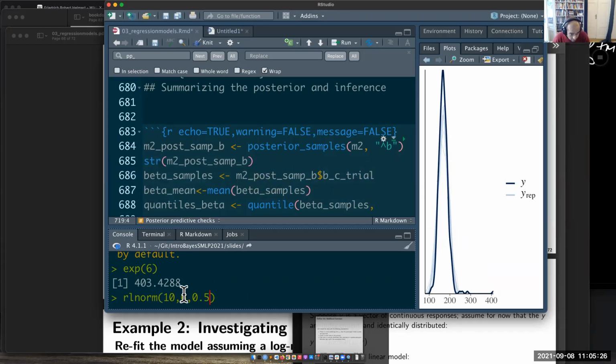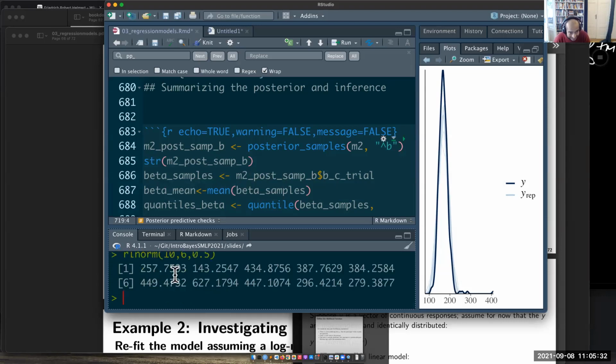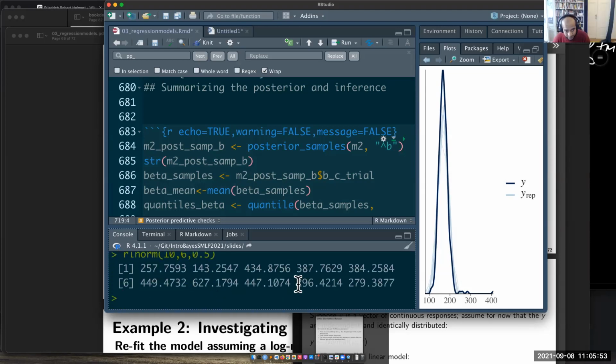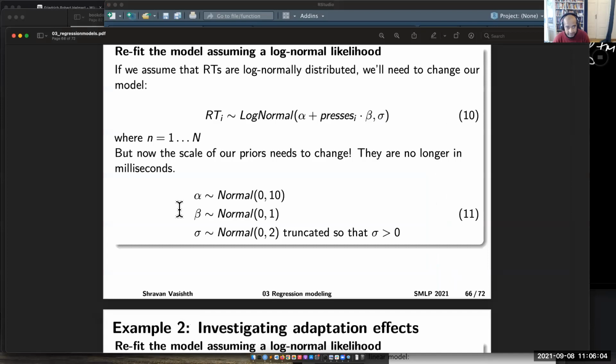These two numbers, 6 and 0.5, are on the log millisecond scale, but the data I'm producing from the log normal is on the millisecond scale. That's a property of this distribution. So what I'm actually doing is using the log normal likelihood to produce simulated data that has the right skew property that I'm interested in modeling. That's why the log normal is an appropriate distribution.